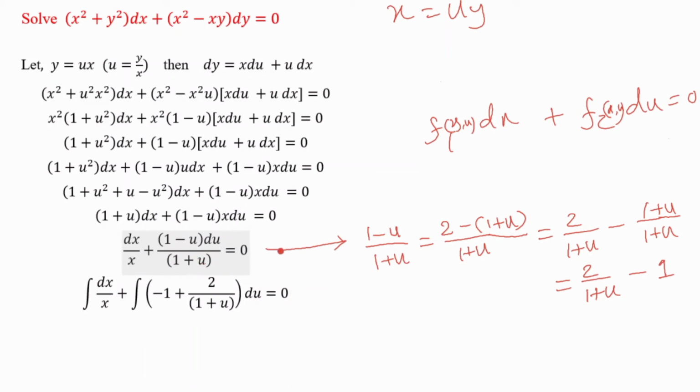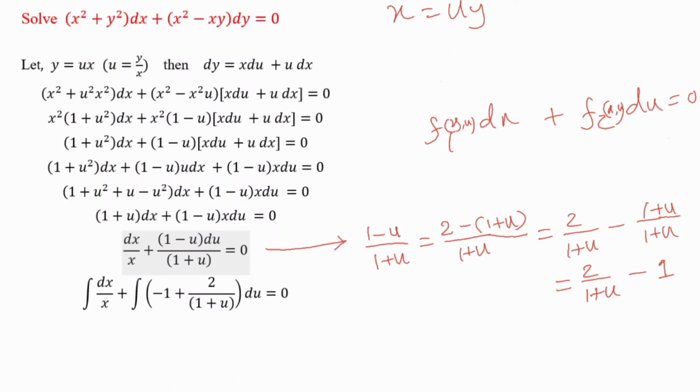After that, I show you the simplification here. How can we get these terms from this? So from here we get this one. Here I show you how to get from here to here. 1 minus u, we can write 2 minus 1 plus u. When we simplify this one, we'll get the same 1 minus u. Now we can write it as two terms, 2 by 1 plus u minus 1 plus u by 1 plus u. Then this 1 plus u by 1 plus u becomes 1, so we get 2 by 1 plus u minus 1. Then it's easy for us to integrate.